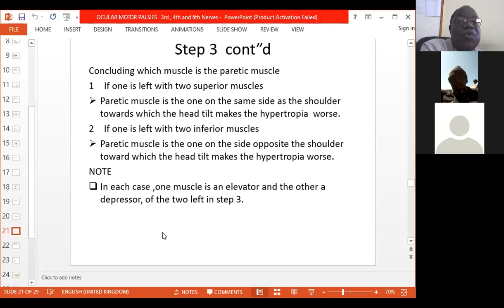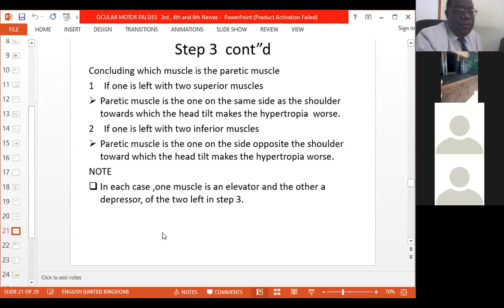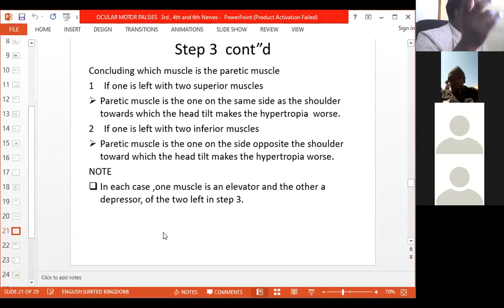In each case, one muscle is an elevator and the other muscle a depressor of the 2 left in step 3. But you need a card like that. The muscles will remain with it. One is an elevator, one is a depressor. So it's a question of rectus muscles, if one is left with the 2 superior muscles, it means opposite. If you are left with inferior muscles, the one on the same side.